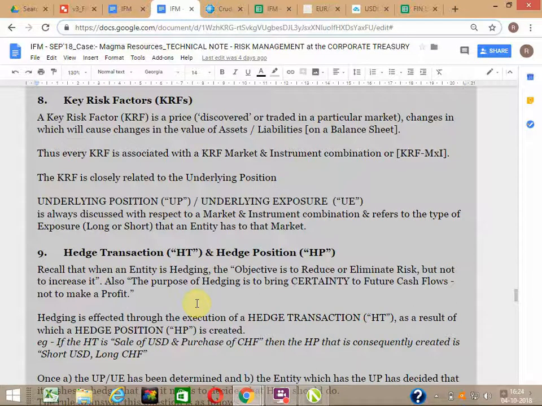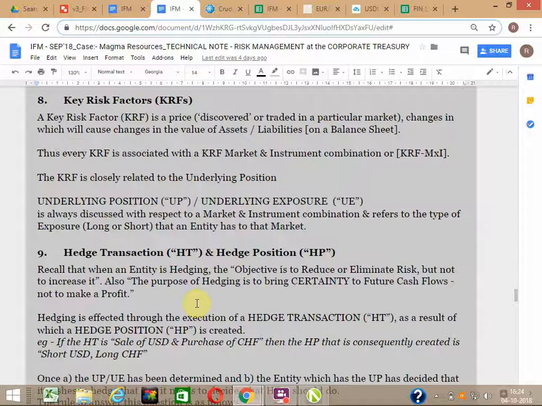Key risk factors. It's a very complicated term, but actually it's very simple. If you go back to the balance sheet, essentially the key risk factor is any kind of market price which affects your balance sheet value. You already saw how the balance sheet was changing when I changed the gold price. So the key risk factor typically will be a market price, any market price which is going to affect the value of your balance sheet, your net worth. Your net worth will be affected.